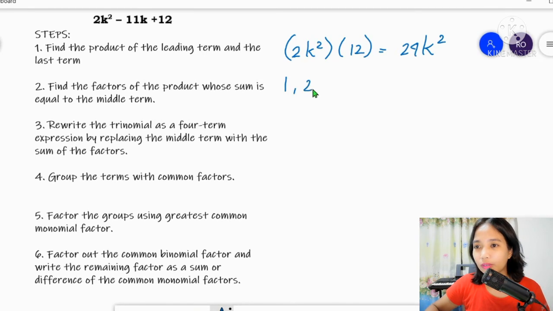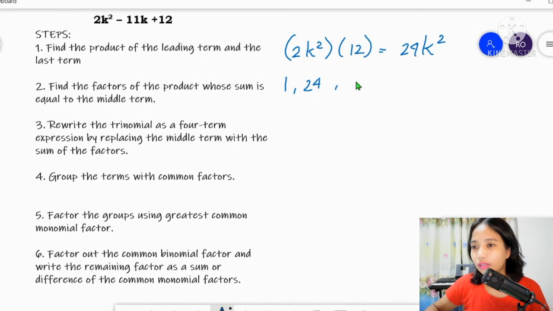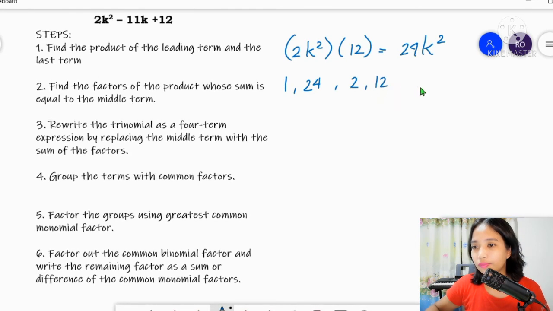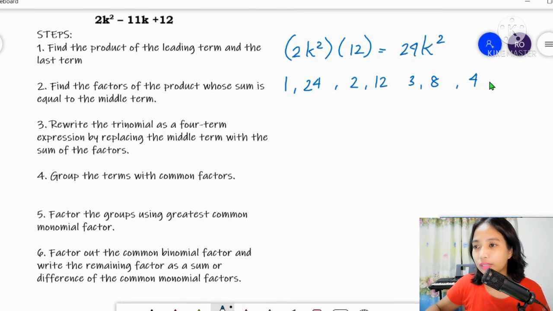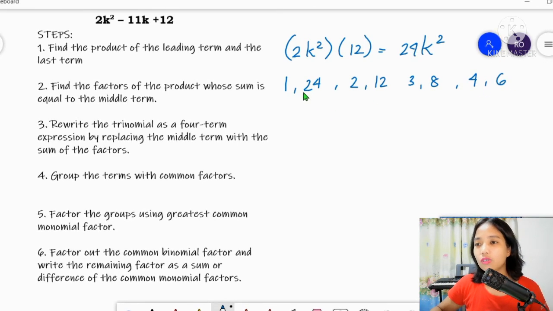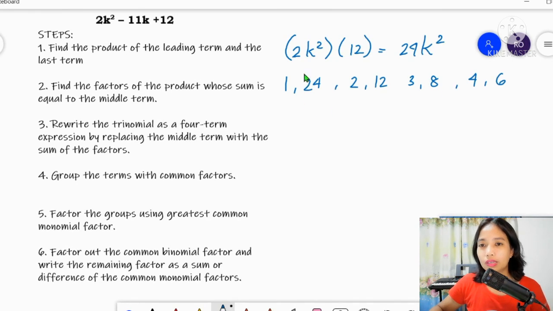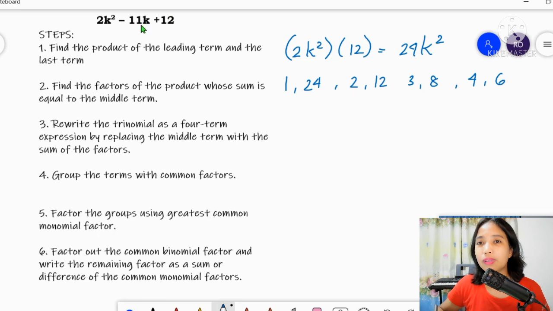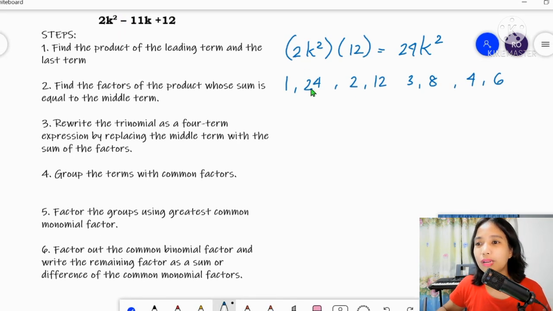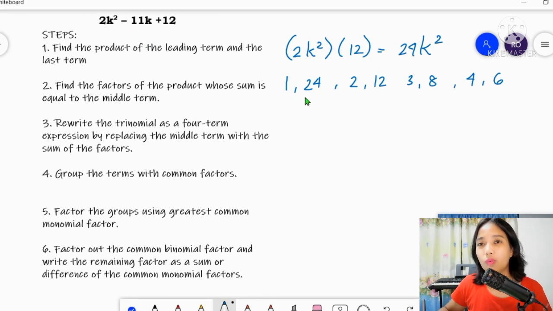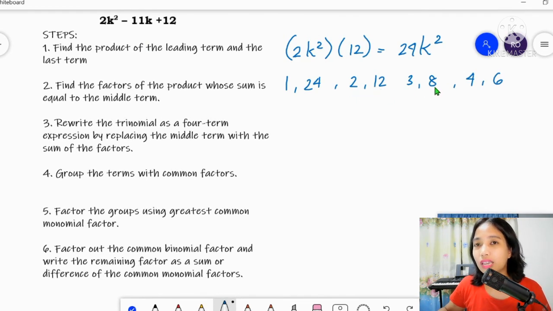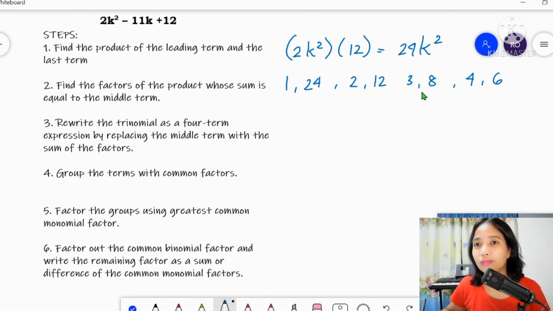1 and 24. 2 and 12. 3 and 8. 4 and 6. Okay, so ito yung mga factors ng 24. And alin ba dito ang kapag inad natin will become 11? So when we add 1 and 24, that's 25, 12 plus 2, that is 14, 3 and 8 is 11. So ibig sabihin, ang hinahanap nating factors ay 3 and 8.